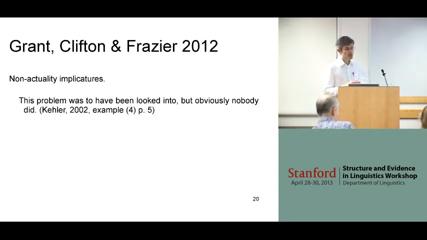And interestingly, in a recent paper, Grant, Clifton, and Frazier noticed that certain types of examples with what they call non-actuality implicatures, so things like Kaler's attested example, "this problem was to have been looked into," but obviously nobody did, are better with these mismatches. And in fact, this is a subcase of the condition I was invoking, because of course, if you were to have looked into a problem, there's the possibility that you did look in or that you did not look in. And so these are the types of things that we noticed also license exophoric verb phrase ellipsis.